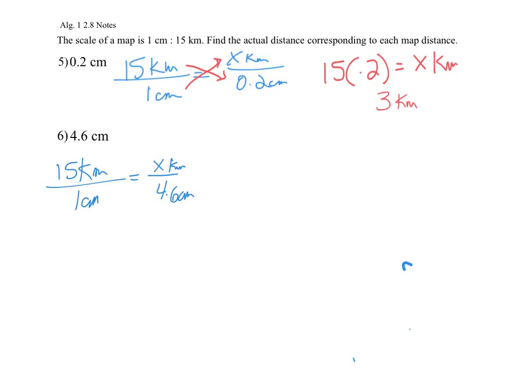So it's basically the same setup, right? We're going to have 15 times 4.6, and that's going to give us whatever our distance is in kilometers. I'm going to go ahead and pause it so I can calculate that for you. And there you have it. It's going to be 69 kilometers. So, let's move on to number 7.